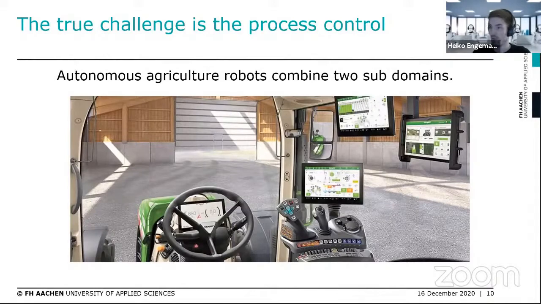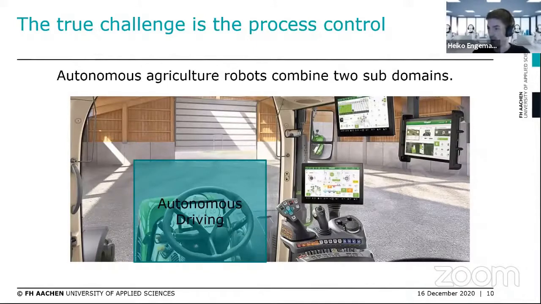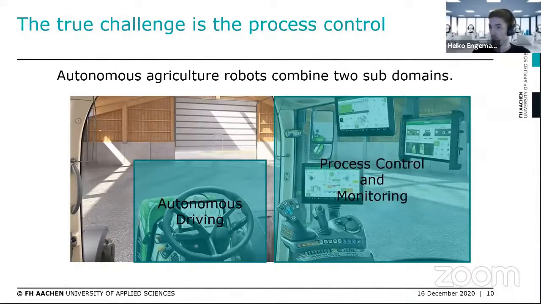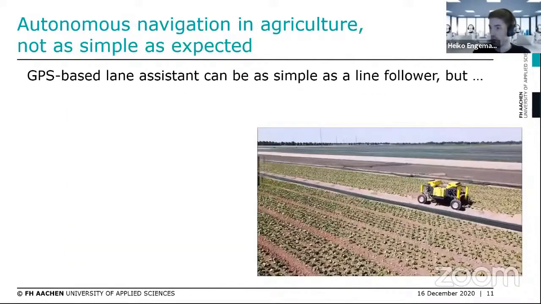Autonomous operation of a field robot is a lot more than just autonomous driving. It also includes the process control and monitoring. In fact, already today, many conventional agricultural machines provide GPS assistance to drive on the field. On the other hand, the process control and the monitoring is normally executed by human operators. Autonomous driving on a field can't be as simple as a line follower for many agricultural processes. However, that's not as easy as it sounds.